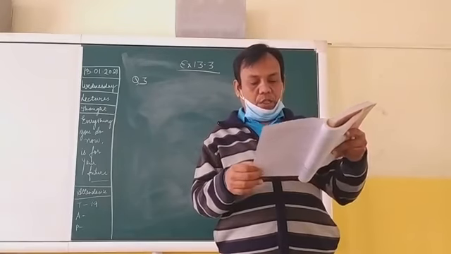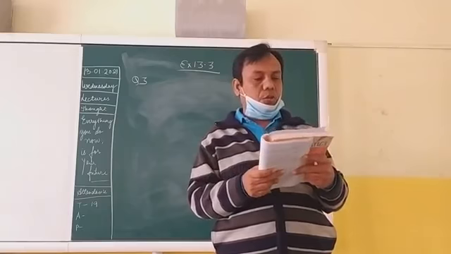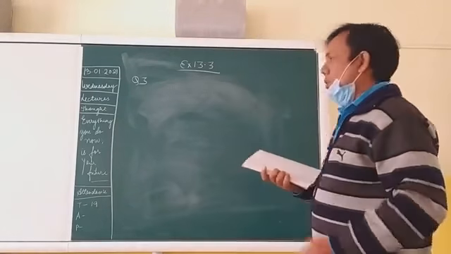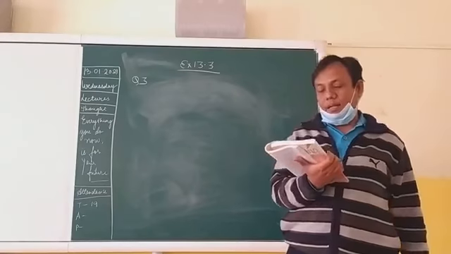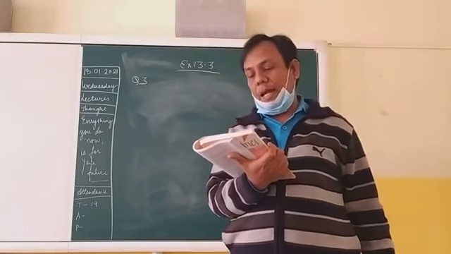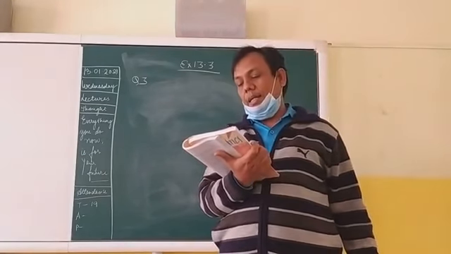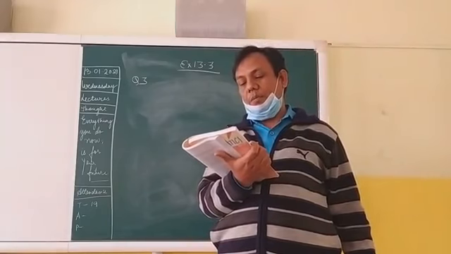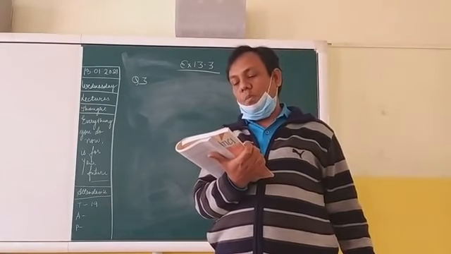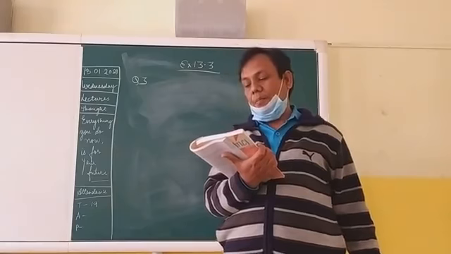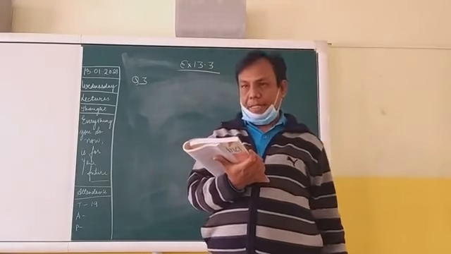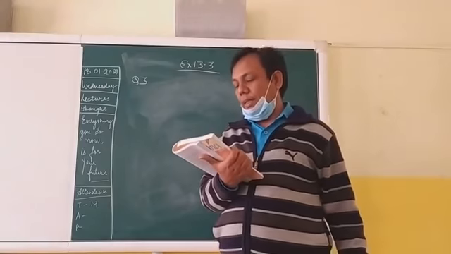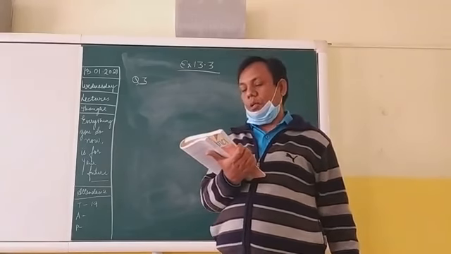So today we are going to start exercise 13.3 question number 2. Probability. Question number 2 is: a bag contains 4 red and 4 black balls. Another bag contains 2 red and 6 black balls. One of the two bags is selected at random and a ball is drawn from the bag which is found to be red. Find the probability that the ball is drawn from the first bag.